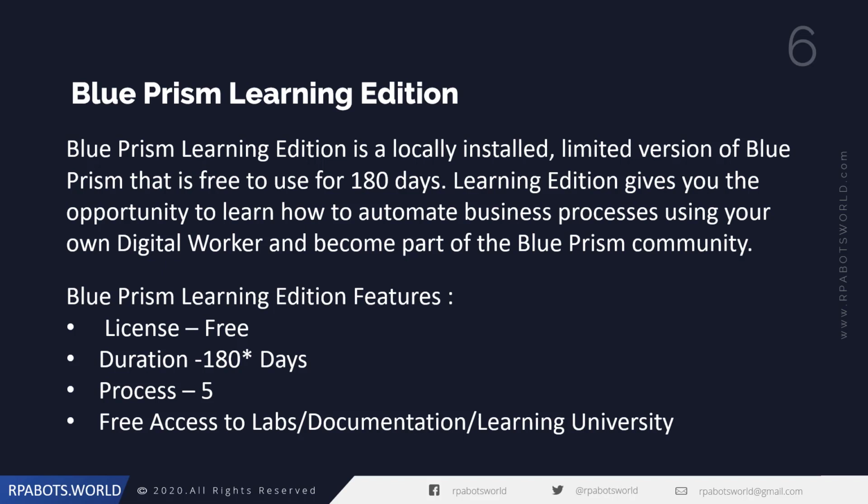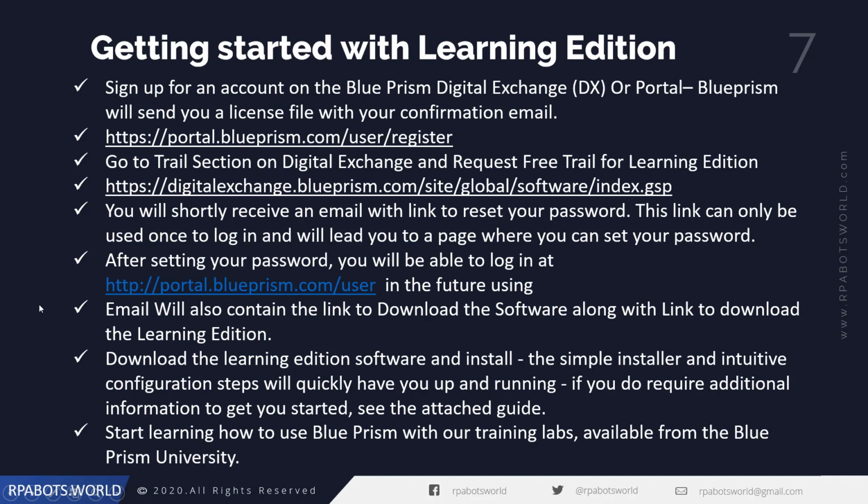Let me move to the next slide, which talks about the steps that we need to perform for getting this Learning Edition. Okay, so the first thing that you need to do is go to the Blue Prism Digital Exchange portal and create an account. You need to create an account there and request a free Learning Edition, and you will get a license delivered to your email that can be used to activate your software.